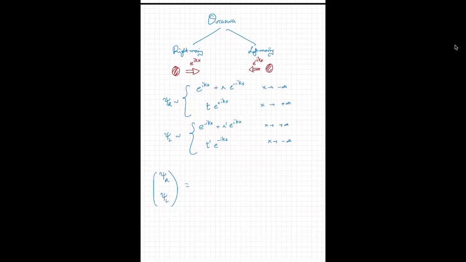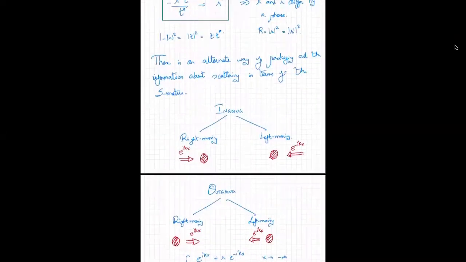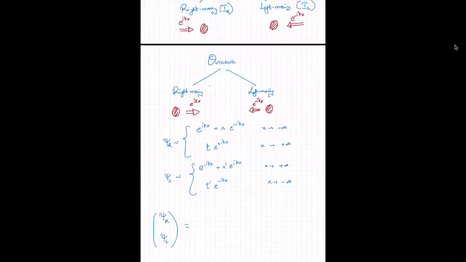remember that psi r has one ingoing wave function along the right, which is the e to the ikx, and two outgoing wave functions from the left and the right. So I can write this. So I'll call this IR, incoming right. This is incoming left. And this is outgoing right. And this is outgoing left.